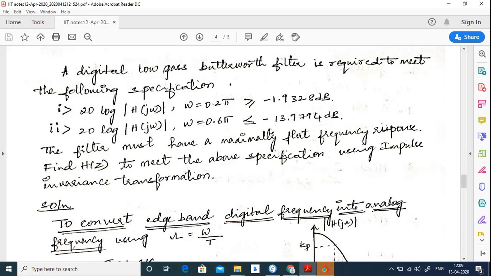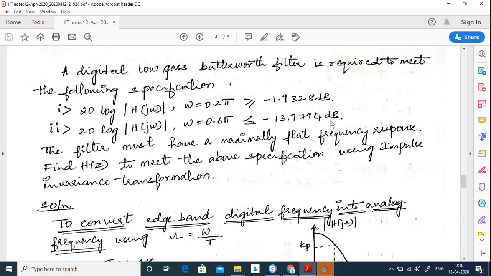less than or equal to minus 13.9794 dB. The filter must have maximally flat frequency response. Find h of z to meet the above specification using impulse invariance transformation. See here, they have clearly mentioned that we should design low pass filter using which technique? Butterworth filter. But finally what we need? We need digital low pass Butterworth filter. These were the specification. Okay, in other words, we should get h of z.